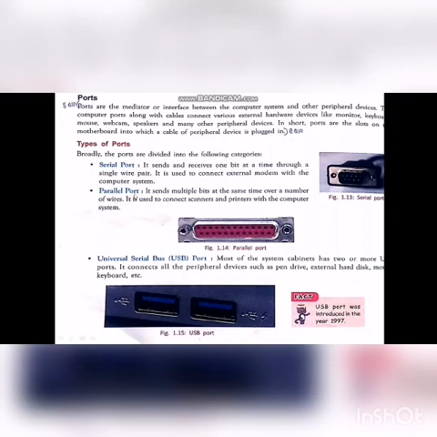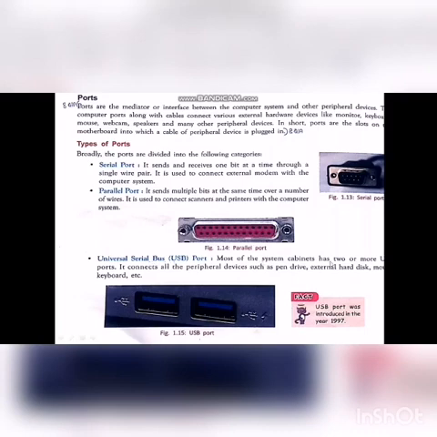Next, parallel port. Parallel port, it sends multiple bits at the same time over a number of wires. So it is used to connect scanners and printers with the computer system. Now you see the universal serial bus port.